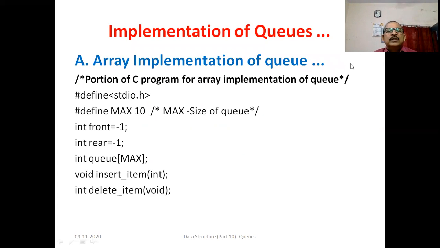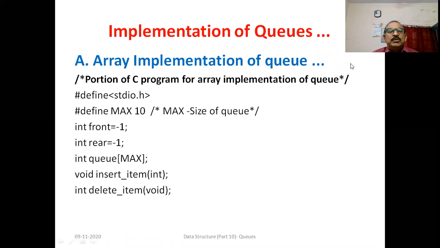Next topic. Here I am showing you a portion of a C program for array implementation of a queue. First, as you already know, we generally use #define. This is a compiler directive in the C language. Next statement, you can say #define MAX 10. Here we declare the maximum size of the queue is 10, and you can see there are two pointers, front and rear, and we set front and rear equal to -1.